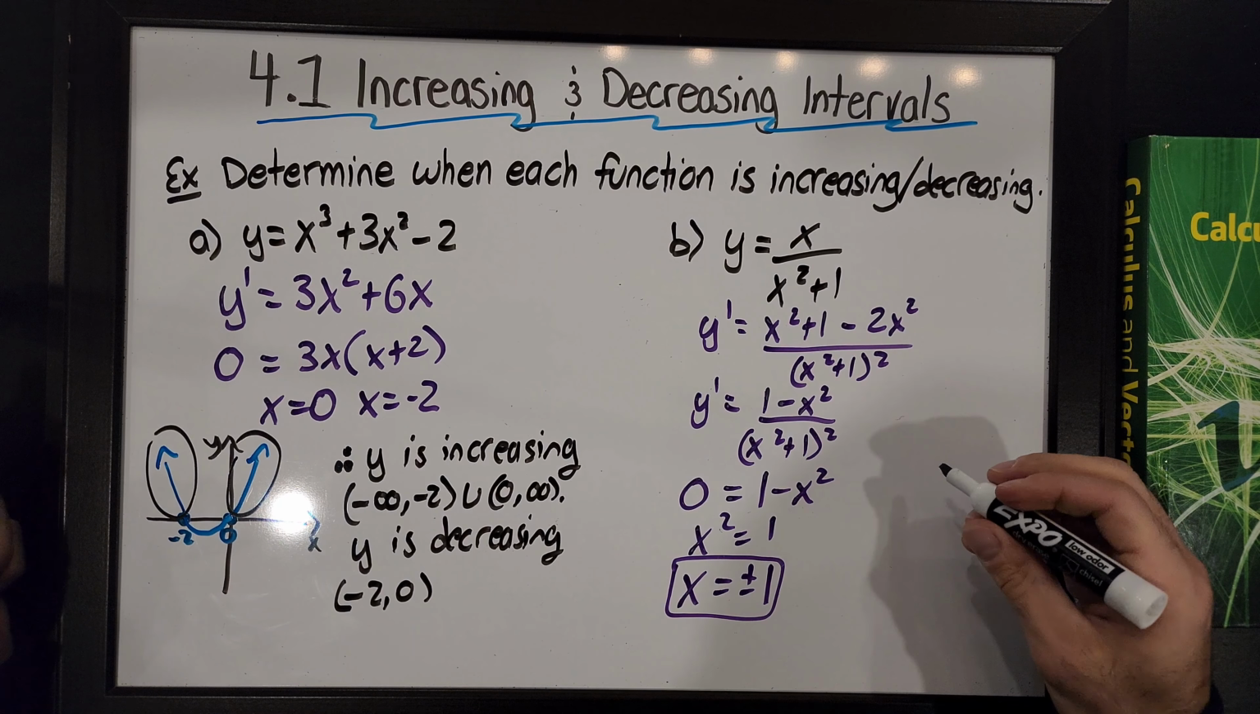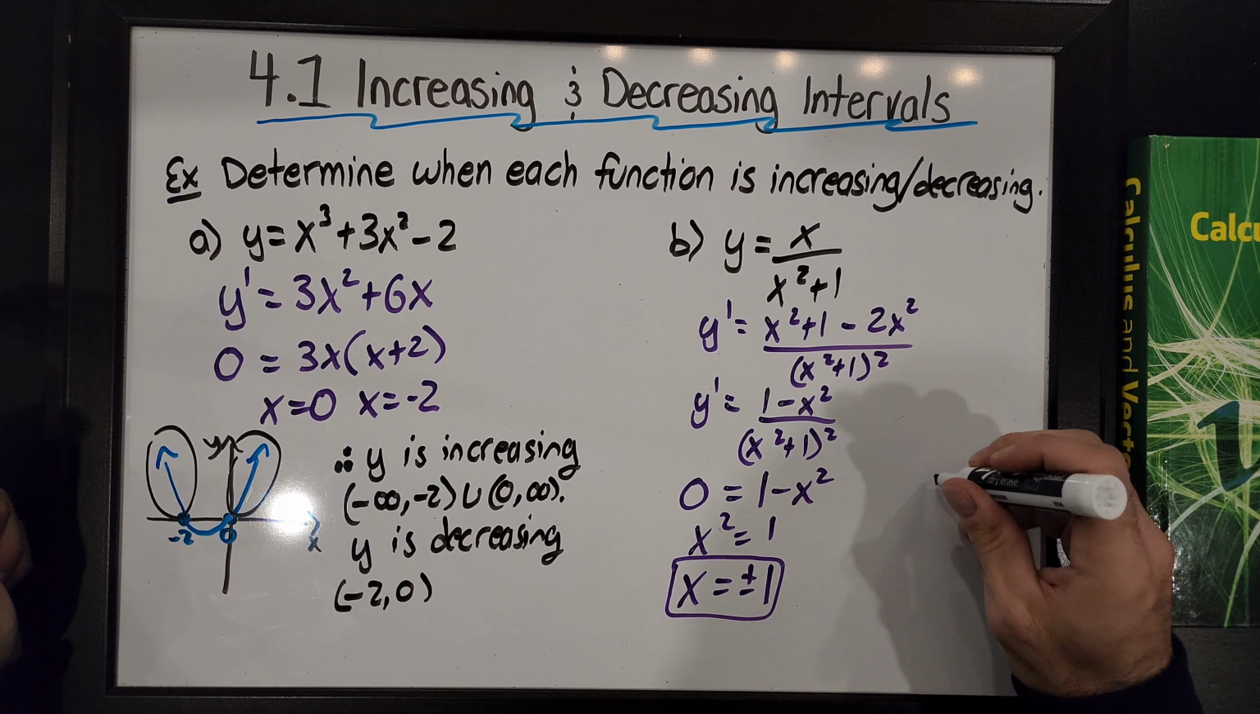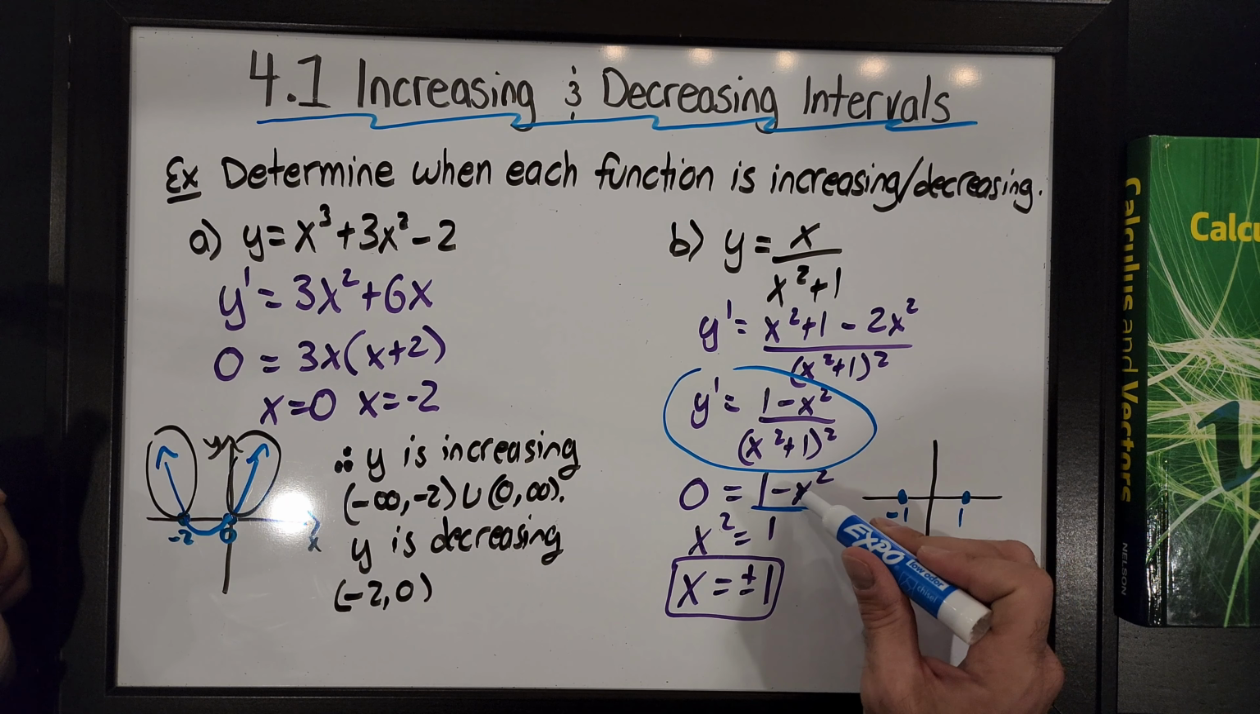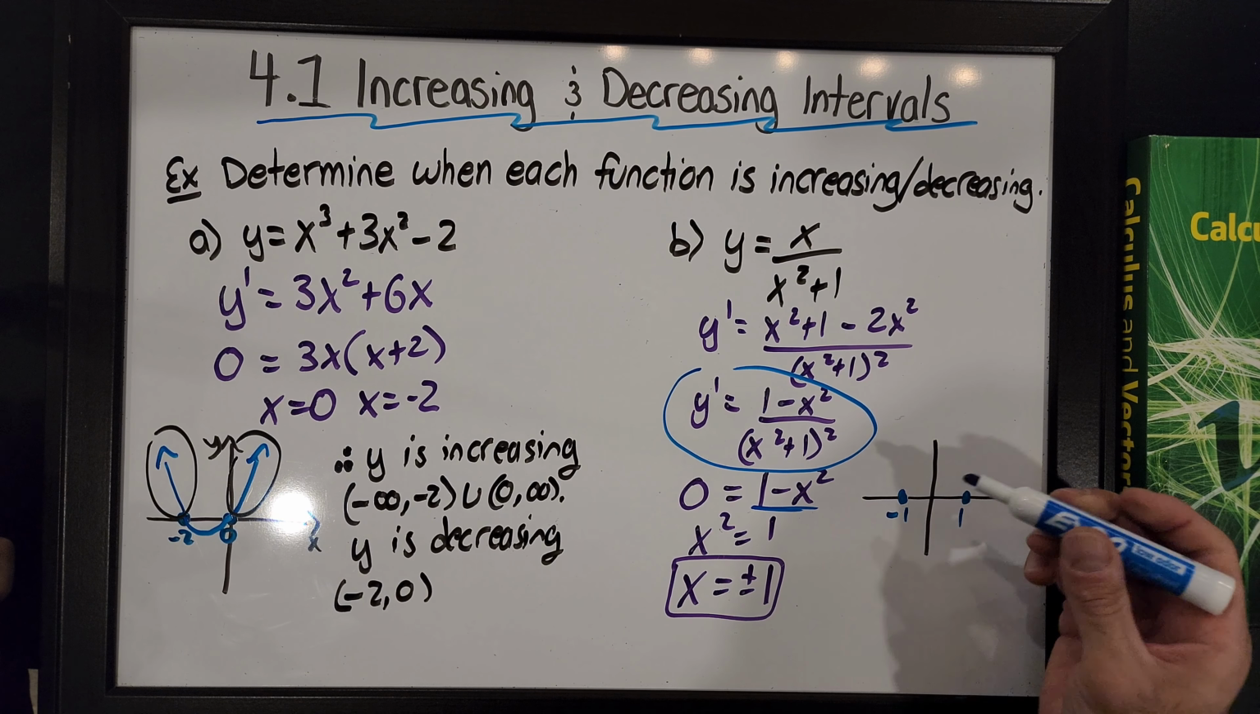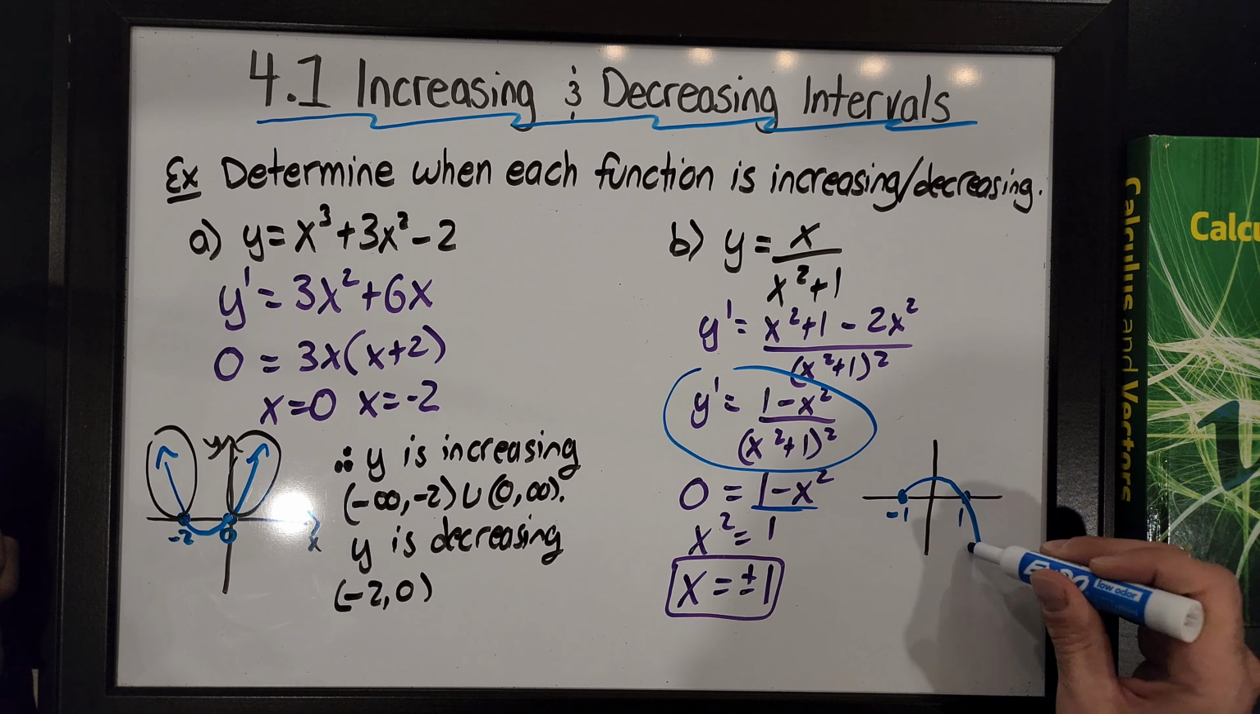Now, take a look. Here's my graph. Crappy little graph. 1, negative 1. Opposites, whatever. Here's my first derivative. This is a parabola that opens down. Here it is. That's it. Look how easy it is from here. When is it increasing and decreasing? It's obviously increasing when the first derivative is greater than 0.